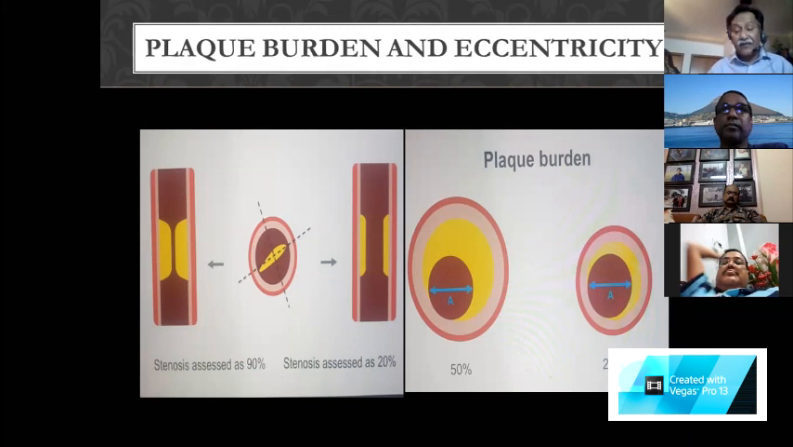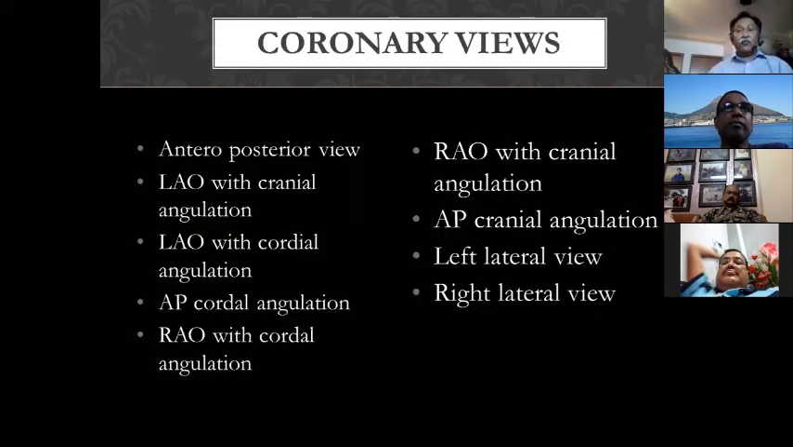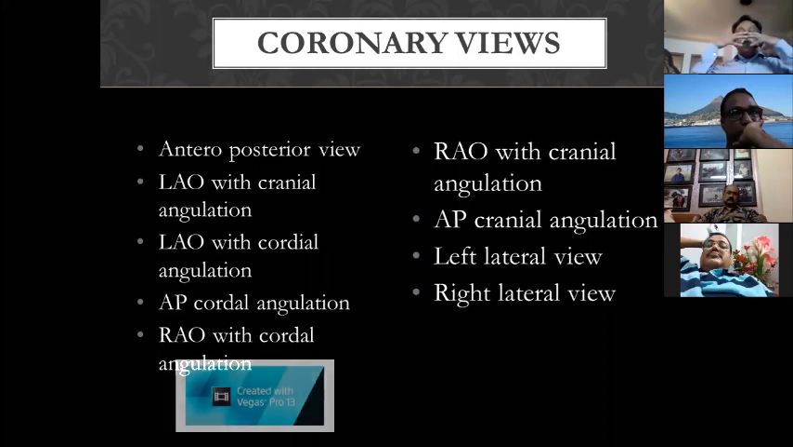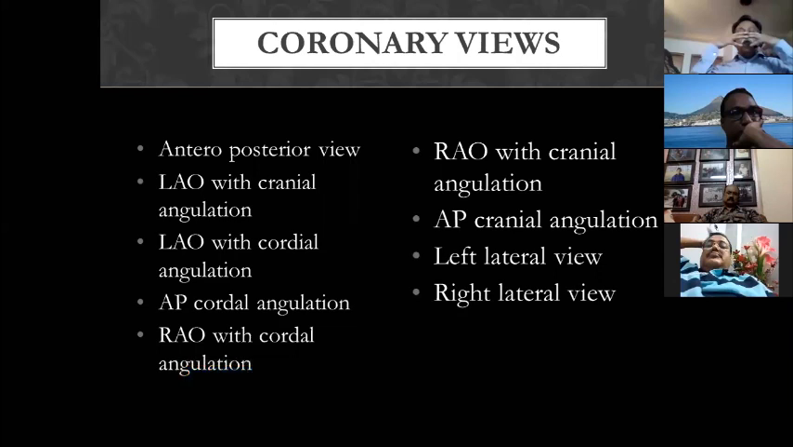What happened in this patient? Now, what is the common view? Commonly, we usually consider the first AP view, RAO cranial, and then AP cranial. And sometimes we need to see the lateral view of both right or left, especially for the right coronary artery, and also the distal LAD.